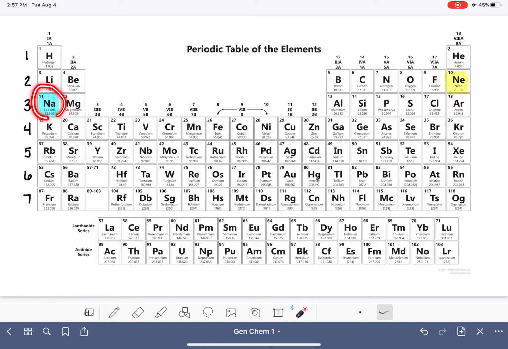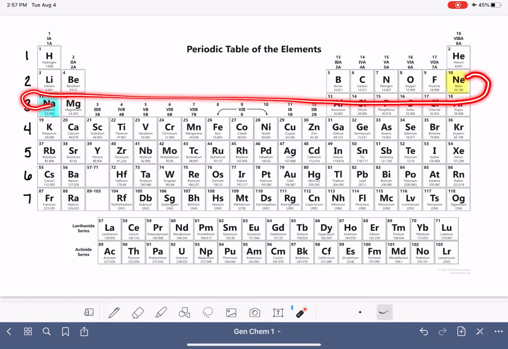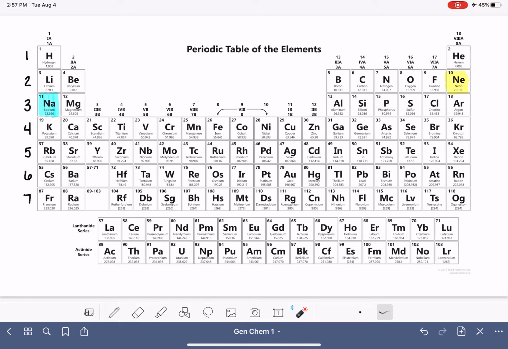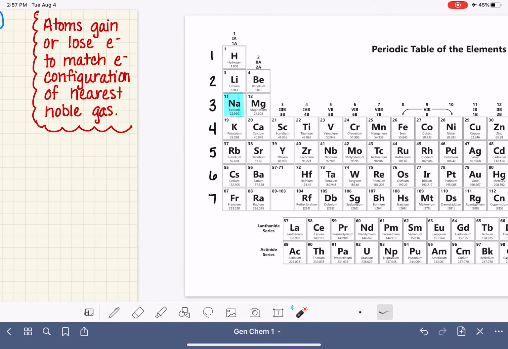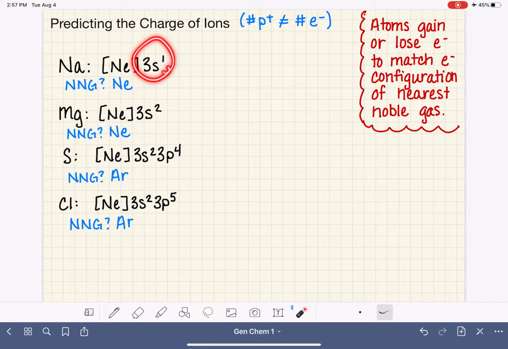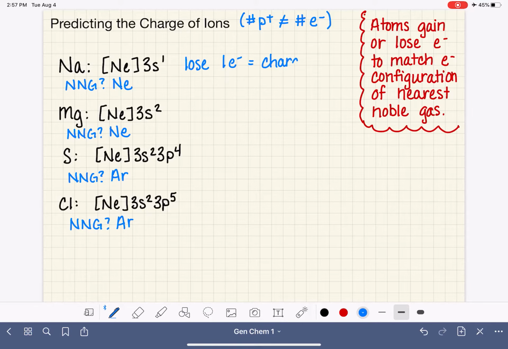Well, sodium has 11 protons and 11 electrons. It really only wants to have 10 electrons. It wants to back up the number of electrons so that it matches up with neon. So for the sodium atom, what it wants to do is lose 1 electron so that its electron configuration matches that of neon. And when it loses 1 electron, its charge is going to be a +1.